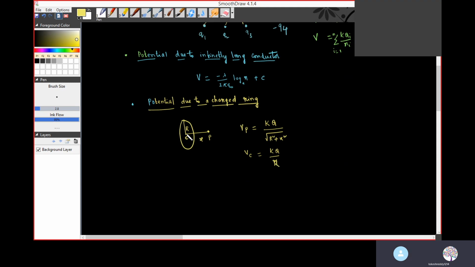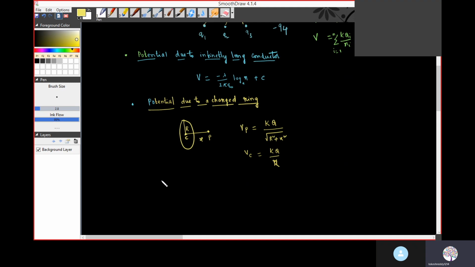Here the electric field at the center we got as 0, while the potential we will get is kq by R. Now this one is important.